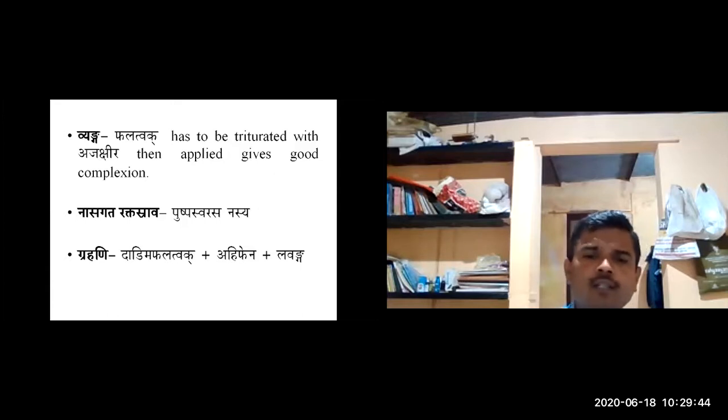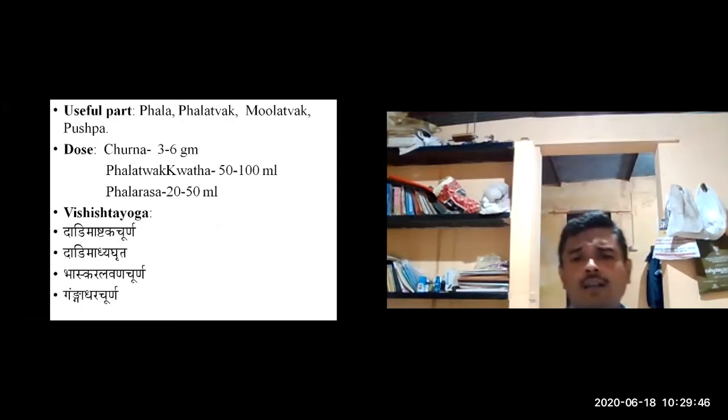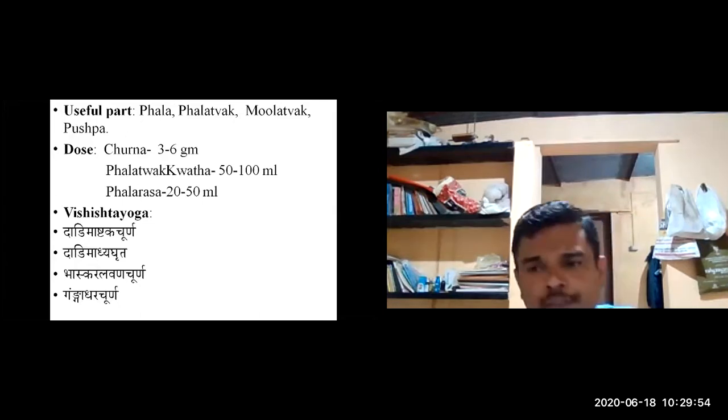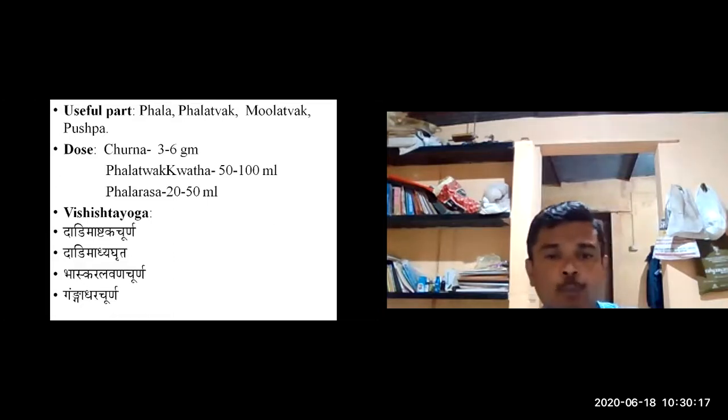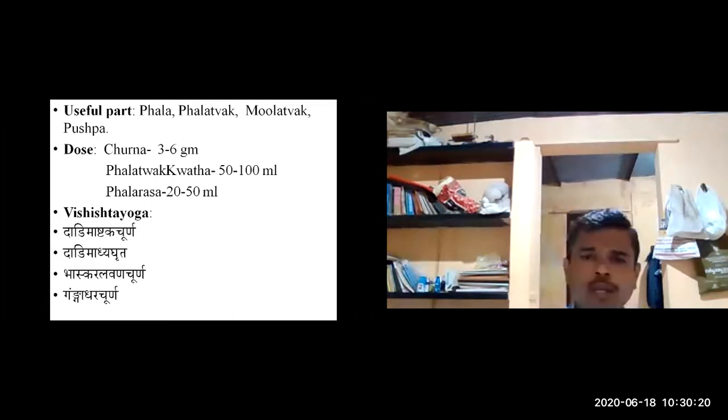Next, the useful parts: Phala, Phalatvak, Moolatvak and Pushpa. If in the examination they ask a 3 marks question, write the useful parts of Dadima. Write Dadima, botanical name Punica granatum, belongs to the Punicaceae family. The useful parts of Dadima are Phala, Phalatvak, Moola or Moolatvak, Patra and Pushpa. Mention it like that.